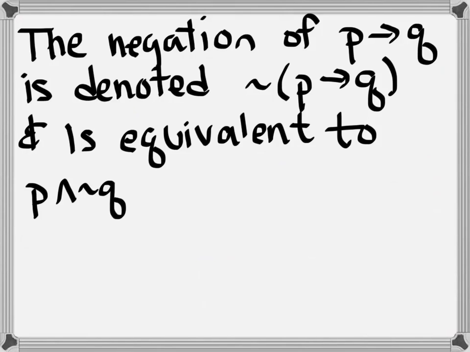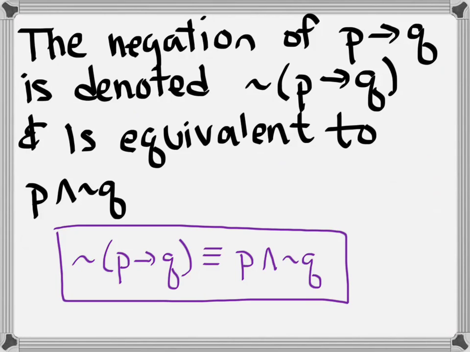Alright, we are now ready to look at the negation of P implies Q. There's an easy way to denote this. We can denote it with a not symbol in front of the phrase P implies Q. But there's another way to actually represent that, and that's P and not Q. These are two equivalent statements. This will be important to know.